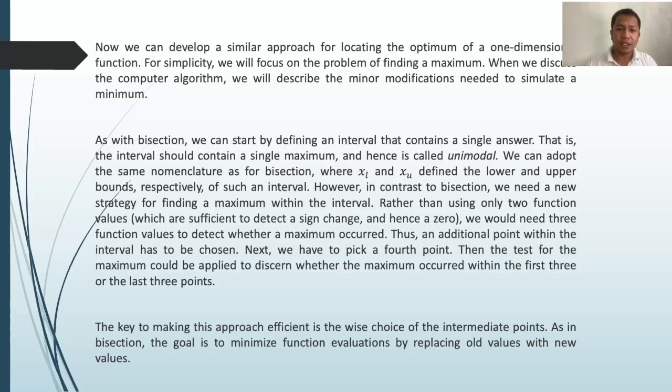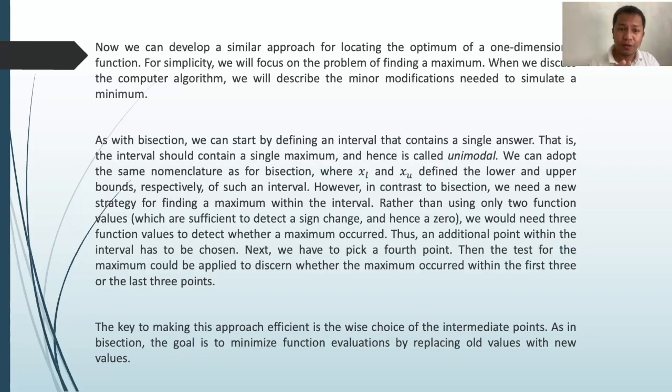That is, the interval should contain a single maximum. That's why it's called unimodal. And we can adopt the same nomenclature as for bisection, where xl and xu are defined as the lower and the upper limit of the interval. However, in contrast to bisection, we need a new strategy for finding a maximum within the interval.